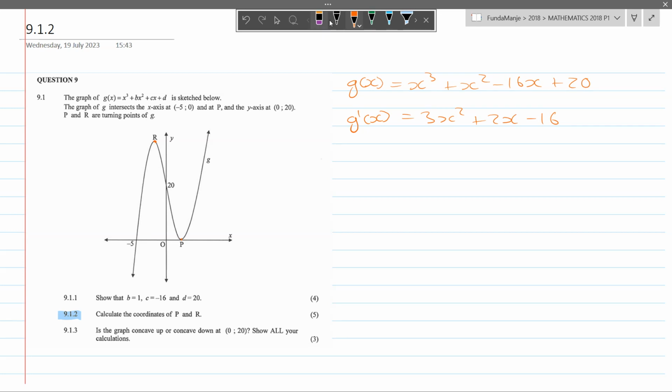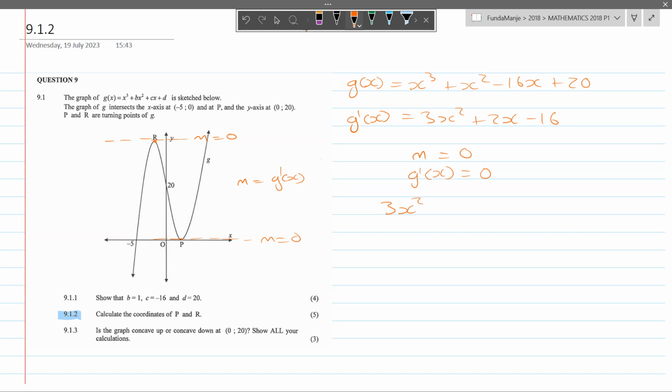And then we know something about these stationary points, these turning points. They have a gradient of 0. And we know what gradient is. Gradient is the first derivative. So basically, in this case, we're using g. If I can say that my gradient is equal to 0, that's the same as saying I'm looking for the x values where my gradient is 0.